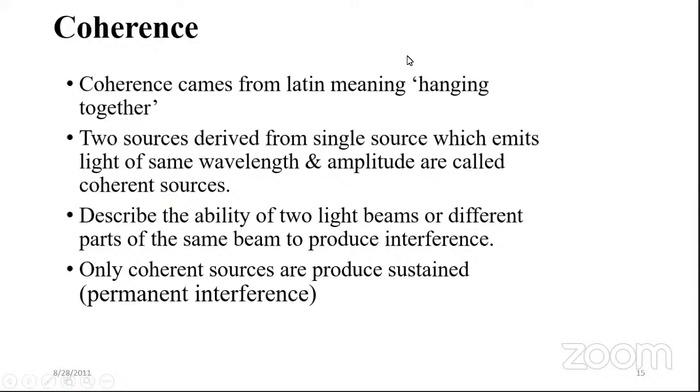And coherence. Coherence comes from the Latin meaning hanging together. Two sources derived from a single source which emit light of the same wavelength and amplitude are called coherent sources. Coherence describes the ability of two light beams, or different parts of the same beam, to produce interference. Only coherent sources produce permanent interference.